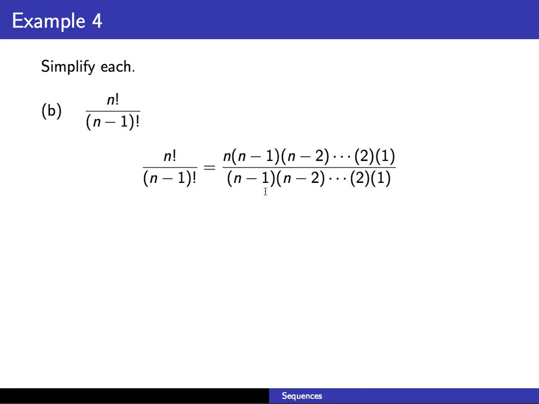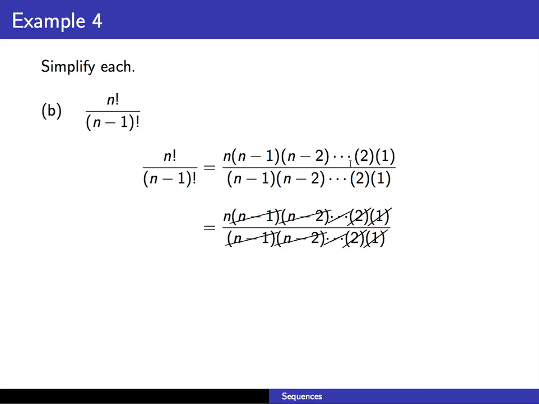For n minus 1 factorial, we start with n minus 1, and then we subtract 1 from that. We get n minus 2, n minus 3, all the way until we get to 1. So everything cancels, and all we'll be left with, careful, you might miss it here, is n over 1, which is just n.